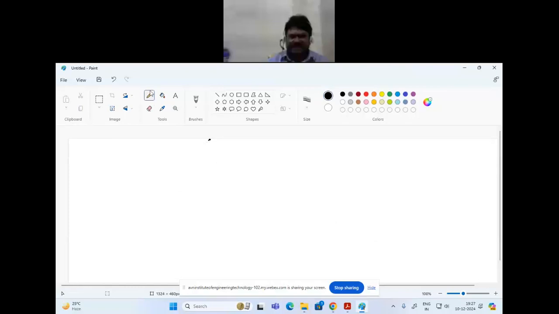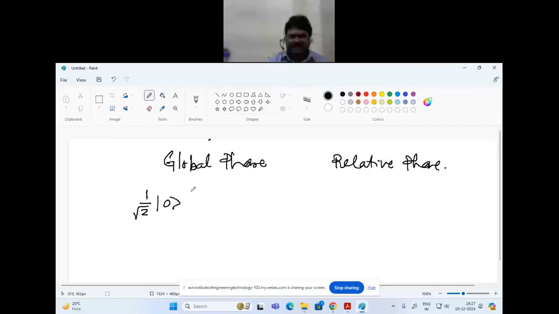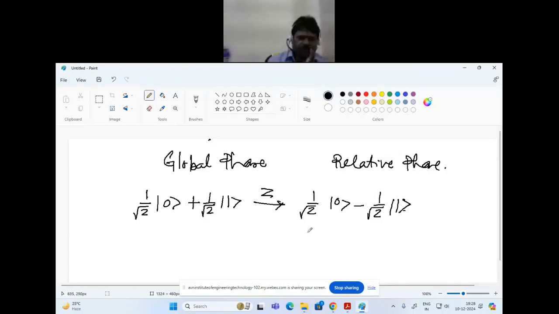All right. So I'll talk a little about global phase and local relative phase. Suppose we have already done this. So consider this qubit in superposition, 1 by root 2 |0> plus 1 by root 2 |1>, and apply the Z gate. What happens? It goes to 1 by root 2 |0> minus 1 by root 2 |1>. Now the qubit has rotated by pi radians.